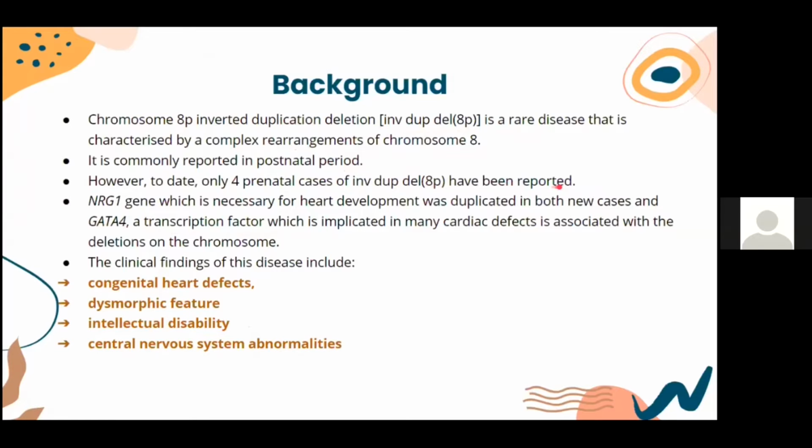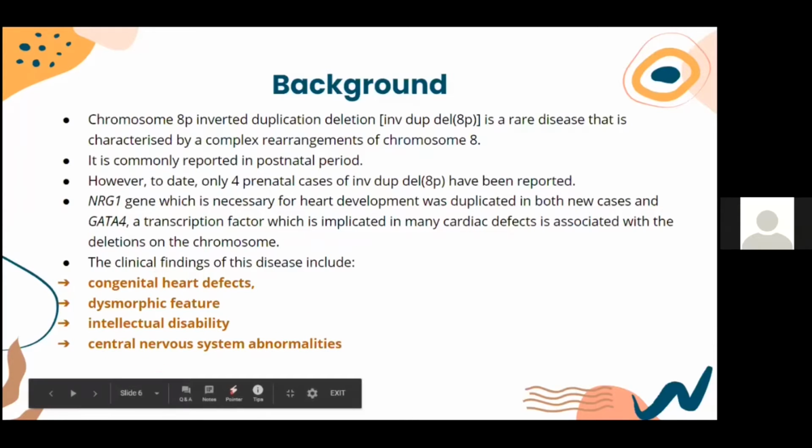The study also reported that the NRG1 gene, which is necessary for heart development, was duplicated in both new cases, and GATA4, a transcription factor which is implicated in many cardiac defects, is associated with the deletions on the chromosome. The clinical findings of this disease include congenital heart defects, dysmorphic feature, intellectual disability, and central nervous system abnormalities.